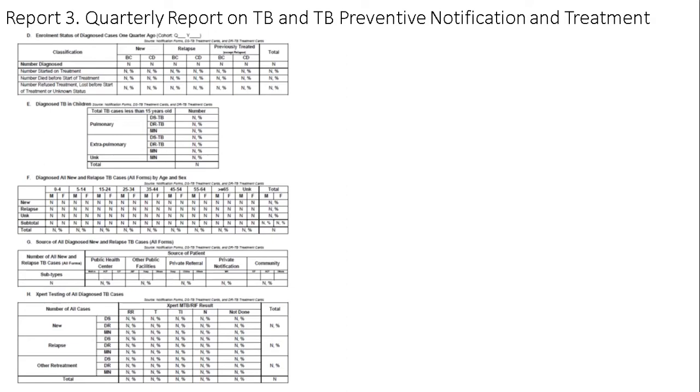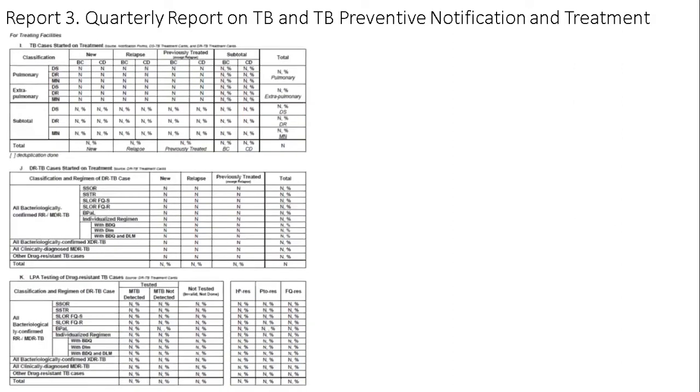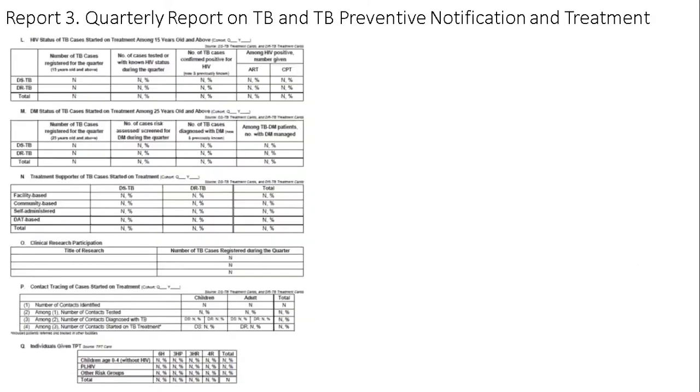Letter G, source of all diagnosed new and relapsed TB cases. For letter H, expert testing of all diagnosed TB cases. Letter I, TB cases started on treatment. Letter J, DRTB cases started on treatment. Letter K, LPA testing of drug-resistant TB cases. Letter L, HIV status of TB cases started on treatment among 15 years old and above. Letter M, BMI status of TB started on treatment among 25 years old and above. Letter N, treatment supporter of TB cases started on treatment.